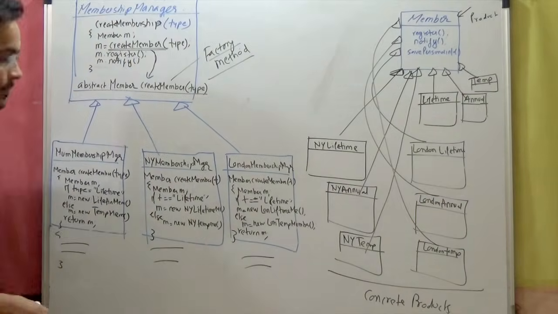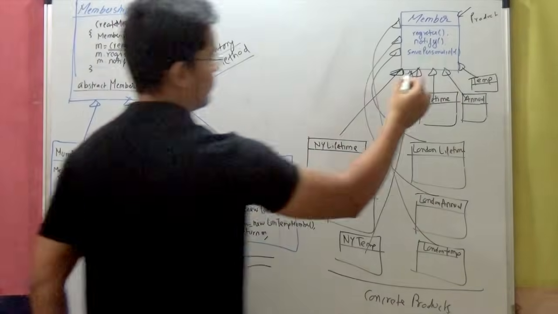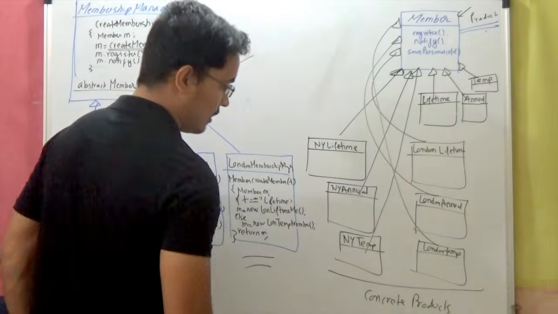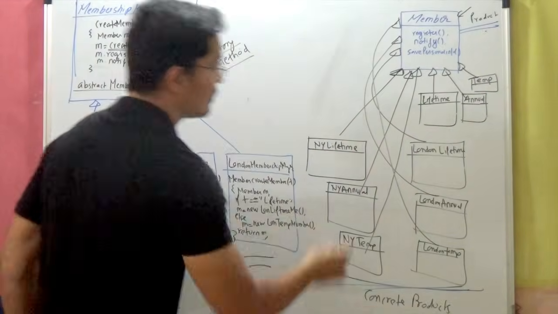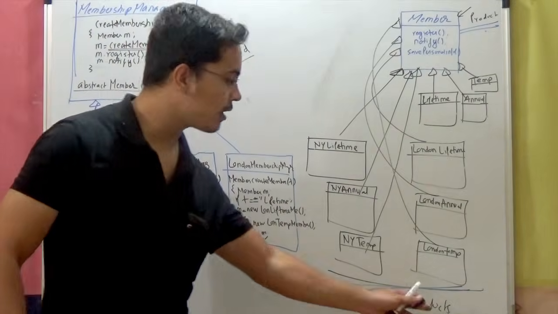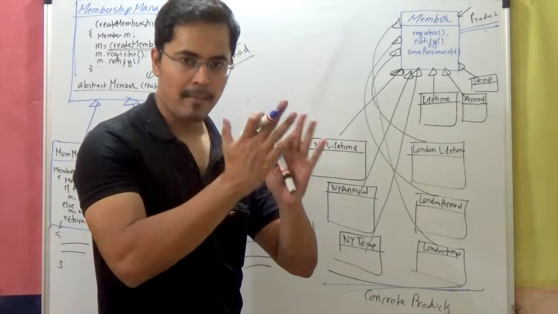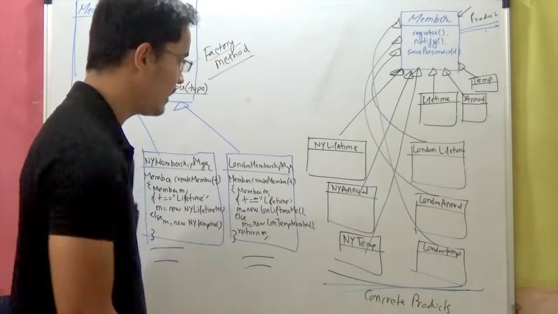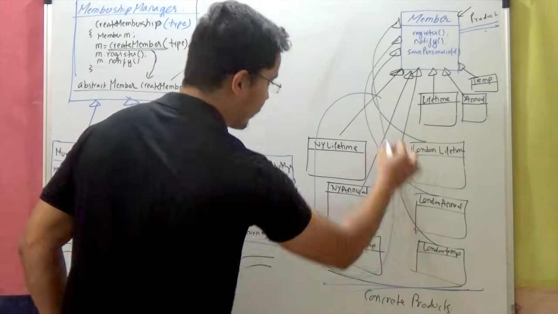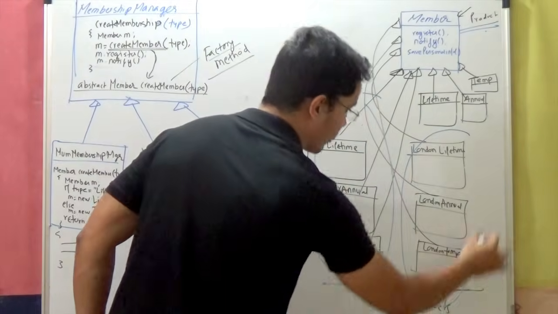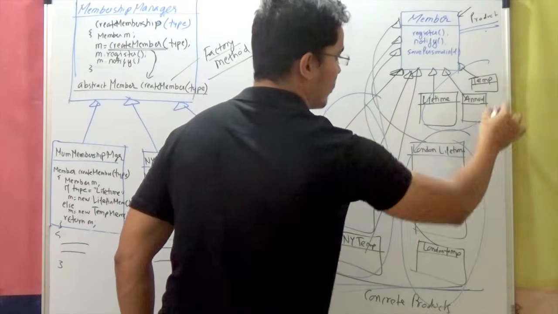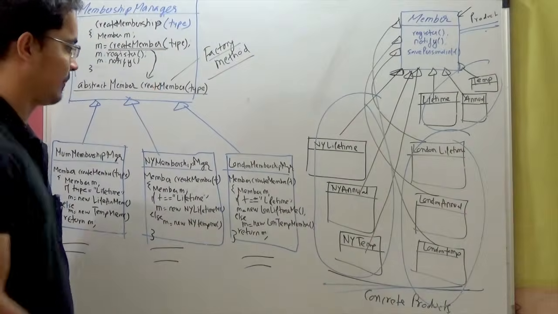So in this pattern, you have a product. This is a product, right? You have concrete products. So this is the abstract class, and these are the concrete implementations. In this, you can see a trend. There is a family of concrete types, right? Like the New York family of concrete types, London family of concrete types, Mumbai family of concrete types, right? So that is one thing.